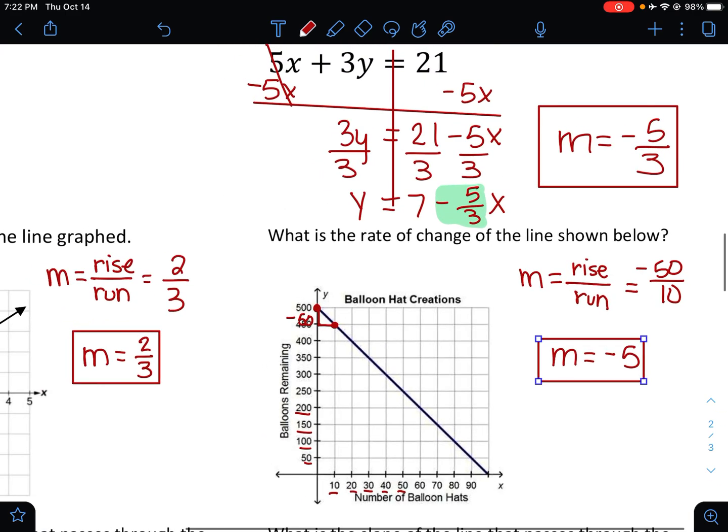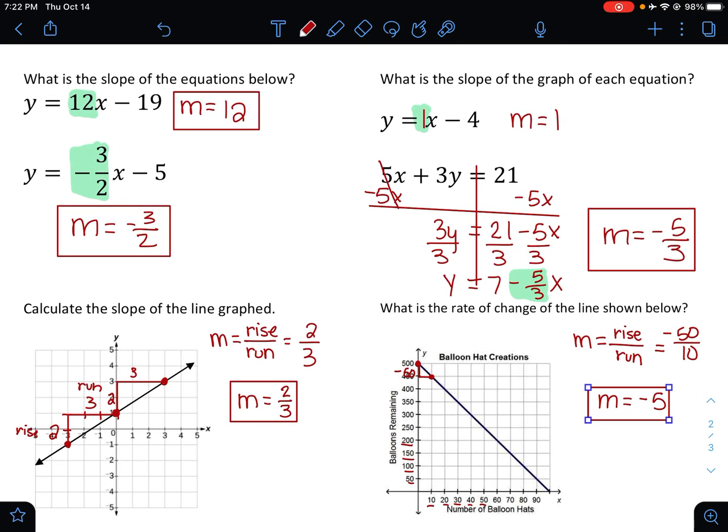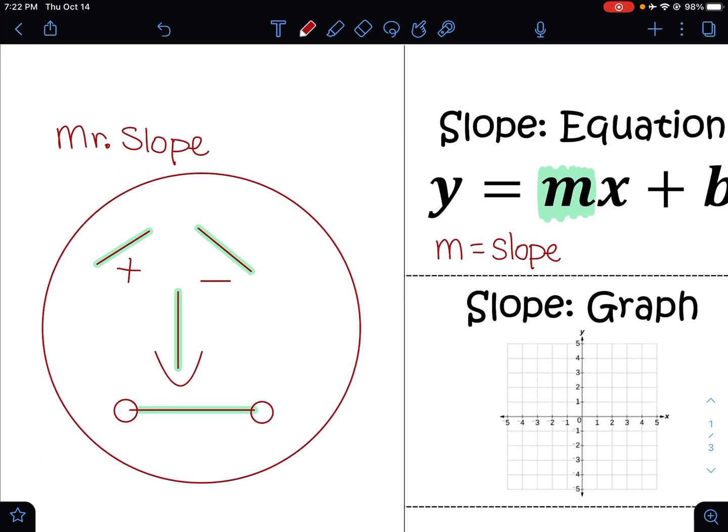Hopefully we refreshed your mind on finding the slope from an equation, and on finding the slope from a graph using rise over run. Don't forget our Mr. Slope guy. He's here to help us with positive, negative, undefined, and 0 slopes.